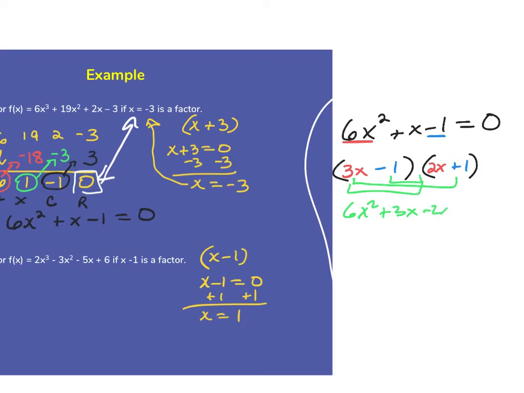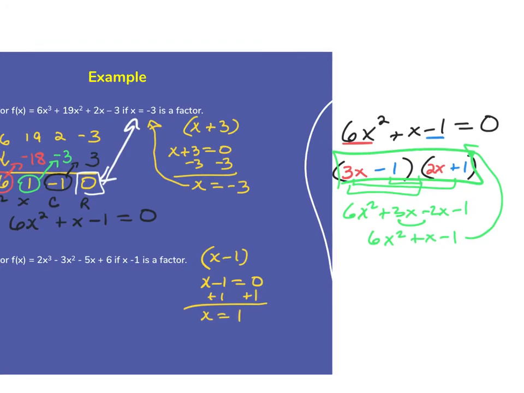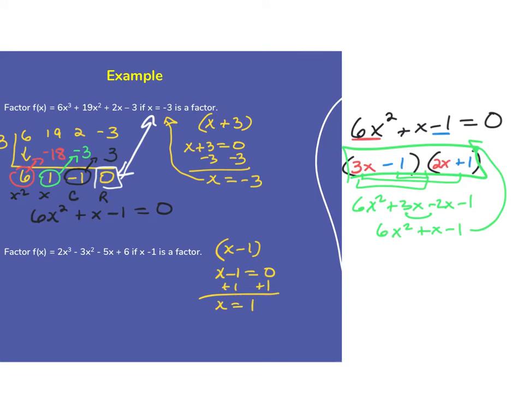Inside gives me negative 2x and last negative 1. 6x squared plus x minus 1. It does go back, so these are the correct factors. So the answer to this problem is going to be the one that they originally gave me, the x plus 3, and now these two. These are the factors of this polynomial.